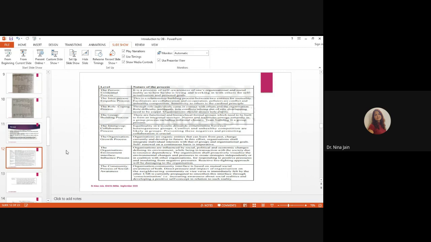So in this effort, organizations should integrate individual interests with those of the group and organizational goals to complete the project. Self renewal on a continuous basis is imperative, meaning not only the group has to change and the organization has to change, but every individual has to be trained again and again so that the organizational and group goals are met with individual interests.